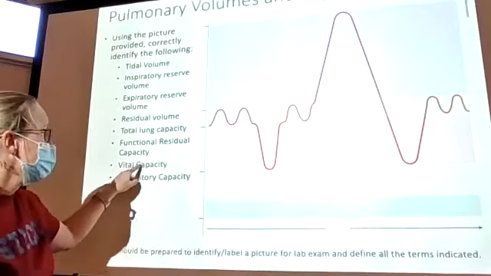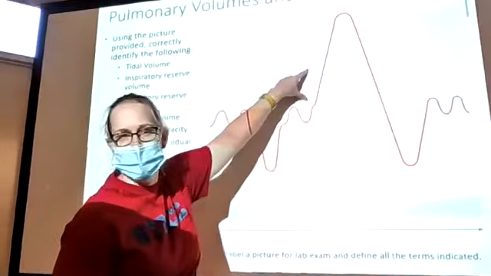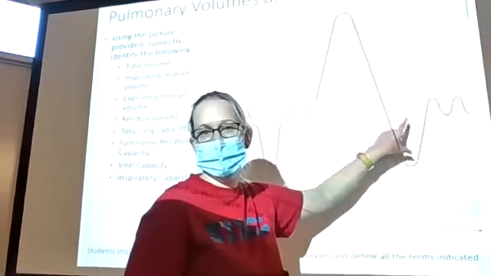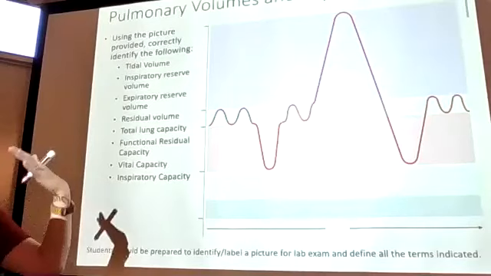Vital capacity is going to be tidal volume, inspiratory reserve, and expiratory reserve all added together. Vital capacity is for your lungs: what is the capacity of moving air? So it's taking the inhales and the exhales, putting all those volumes together, and saying your lungs are capable of moving this much air. And the residual volume is left out. Total lung capacity is the addition of all the lung volumes.